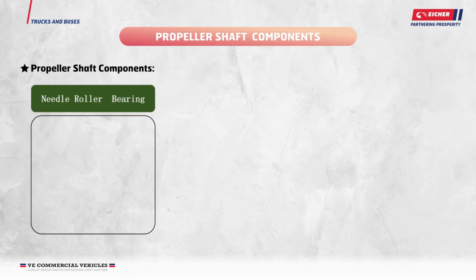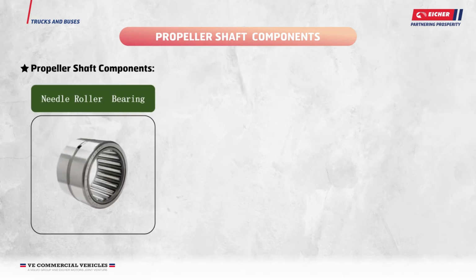Needle roller bearing. It is part of the spider assembly. The spider assembly is connected to the yoke assembly through the needle roller bearings, which ease the motion of the universal joint and spider assembly.